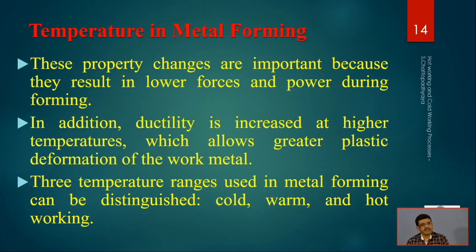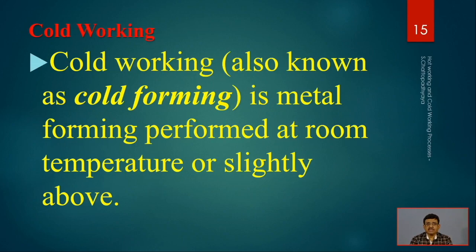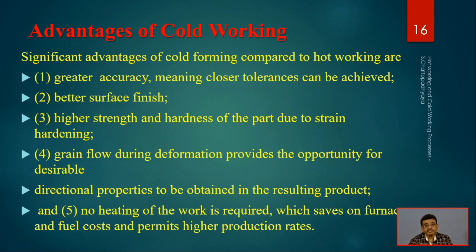Three temperature ranges are used in metal forming, as I have already discussed in the previous class: cold, warm and hot working processes. Cold working, known as cold forming, is metal forming performed at room temperature or slightly above. So, no hassles of temperature enhancement. That is the first significant advantage: you don't have to heat it.